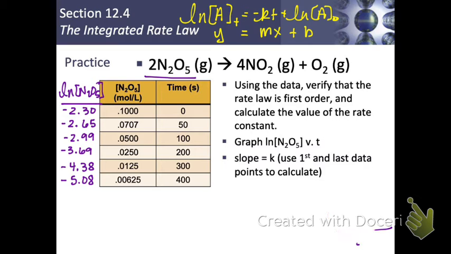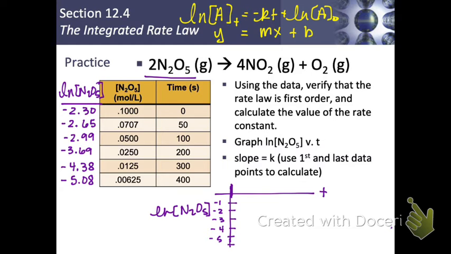My scale might not be perfect here, but we'll go ahead and graph it as best we can. Okay, it is negative, so I'm going to go ahead and make my graph where this is time. This is natural log of N2O5. Okay, my initial time is 0, and let me go one more. And then my time is moving at increments of, I don't know, we'll just call it 50 seconds, I guess.